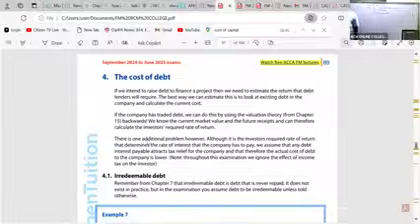Now, so cost of debt, I don't have to explain this. So I'm looking at irredeemable debt.